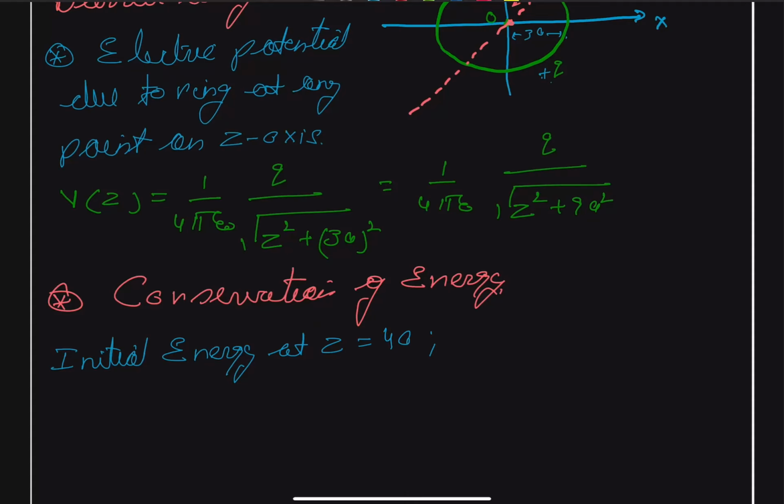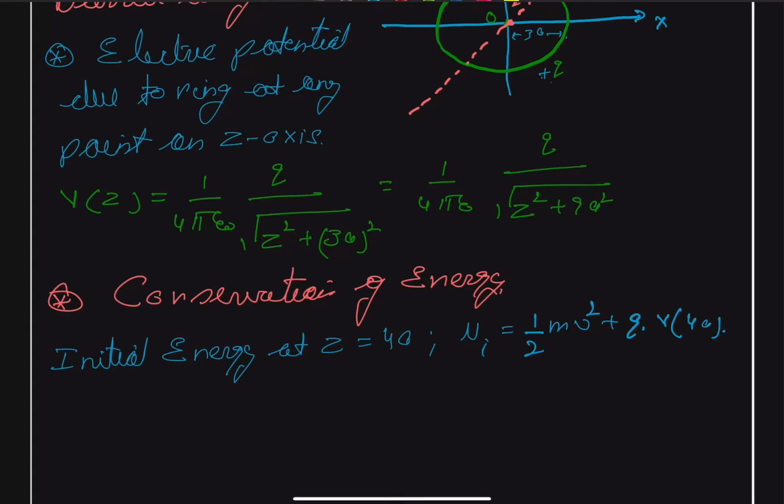Let us call it U of i, which will be equal to half mv square, since it has a velocity there, plus the energy because of this potential. So this will be our charge multiplied by the potential at the value of z, which is given as 4a.